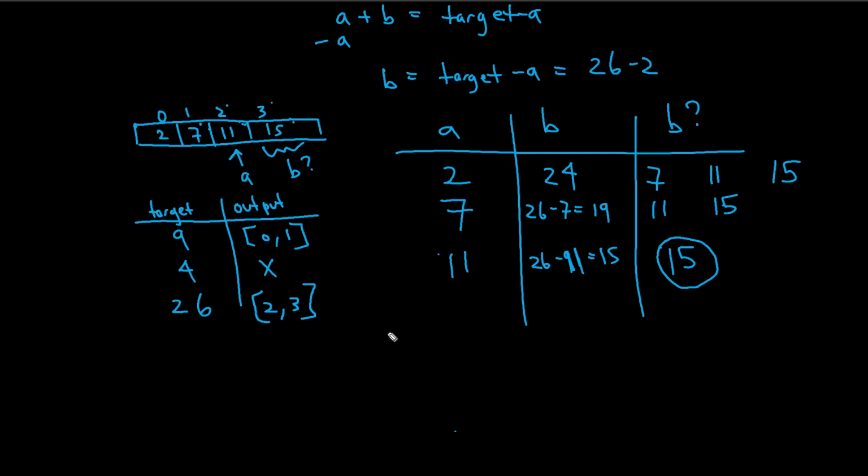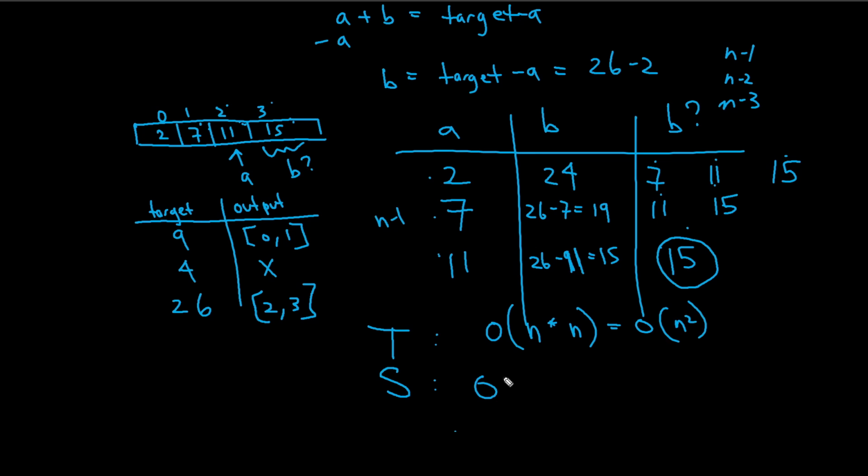Next, we need to calculate the time and space complexity for this problem. For the time complexity, you see here, we iterate through n-1 elements, and then n-2, and then n-3 elements. And we do this n-1 times. What that simplifies to is O of n times n, which is O of n squared. And for the space complexity, it's just going to be O of 1 because we're just using two variables, A and B, to represent the two numbers that we need to find.